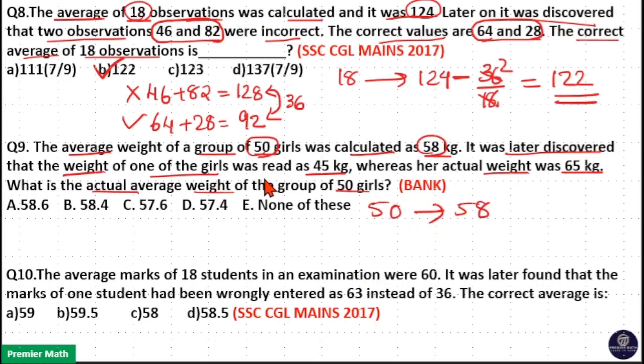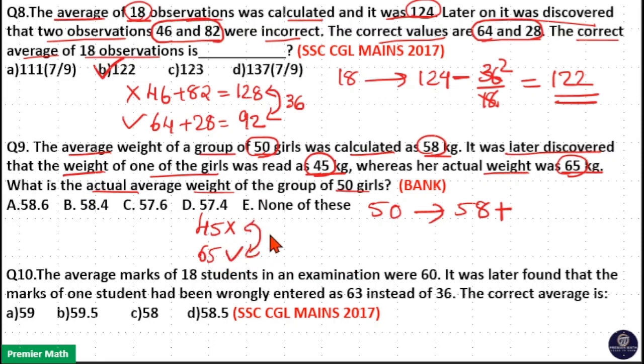Now, one of the girls' reading was incorrectly entered as 45 instead of 65. So, here 45 is the false reading and 65 is the correct reading. Now you can see, when they entered 45, the average is 58. So when you enter 65, the average will increase. So you should add a certain number. So take the difference between true reading and false reading.